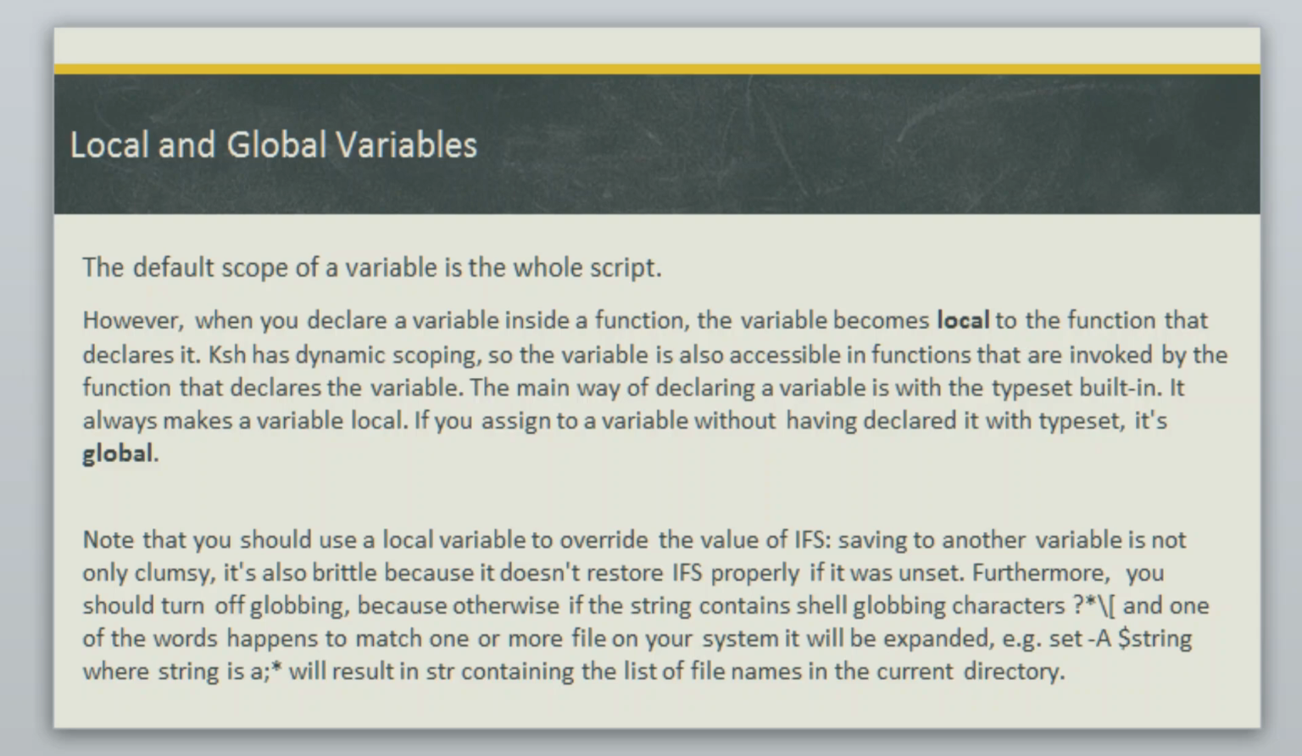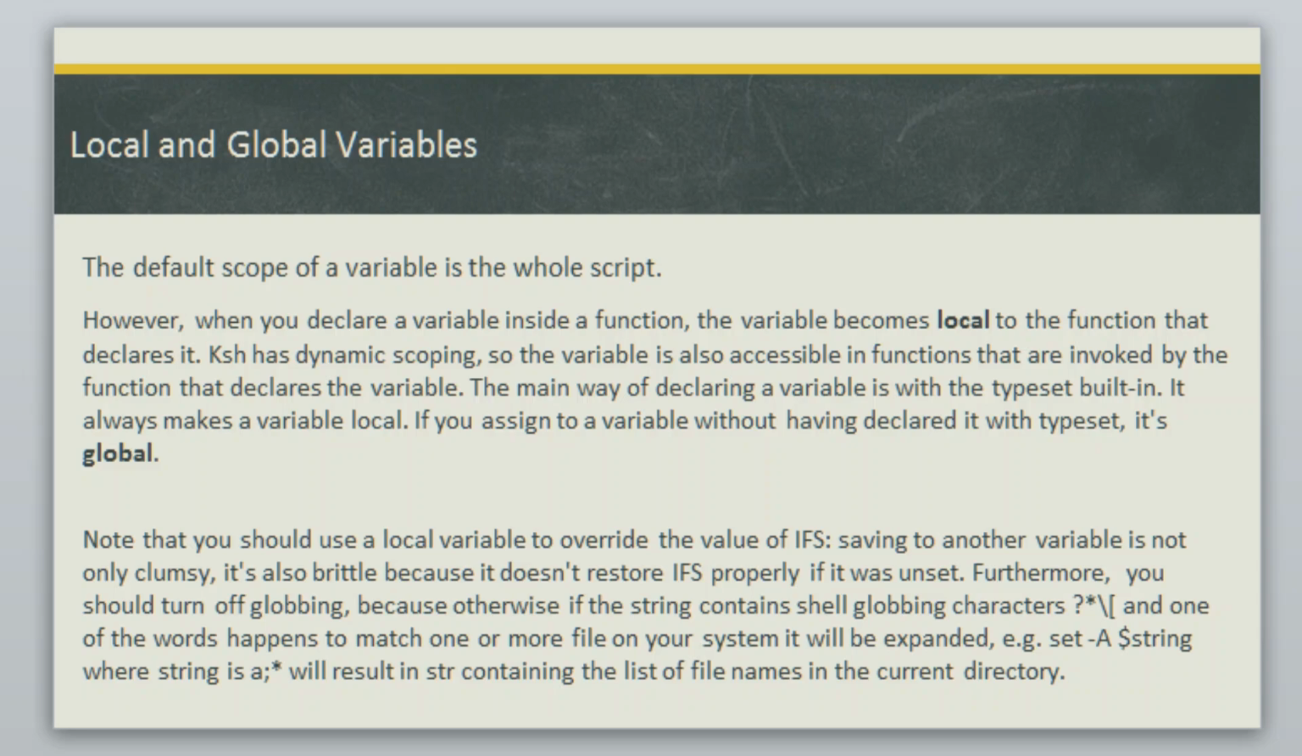Let's go ahead and talk about local and global variables too, because these play an important role in our functions. The default scope of a variable is the whole script. However, when you declare a variable inside a function, the variable becomes local to the function that declares it. K-shell has dynamic scoping so that the variable is also accessible in functions that are invoked by the function that declares the variable. The main way of declaring a variable is with the typeset built-in. It always makes a variable local. If you assign to a variable without having declared it with typeset, it's global.